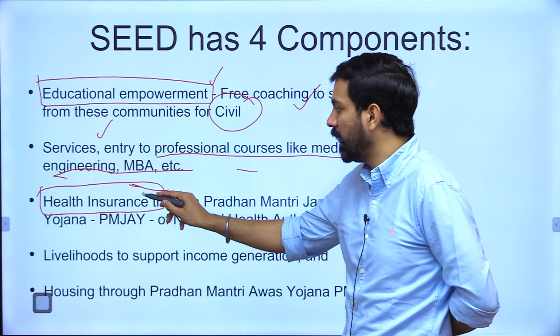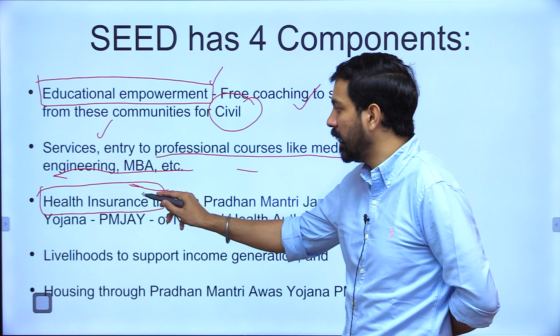Next thing is to improve their livelihood. How can the livelihood be improved? By supporting income generation, by providing economic opportunities. If through economic opportunities they get jobs, and through jobs they improve their income, and when the income improves, obviously their quality of life will also improve. So the government aims to improve their livelihood through income generation.